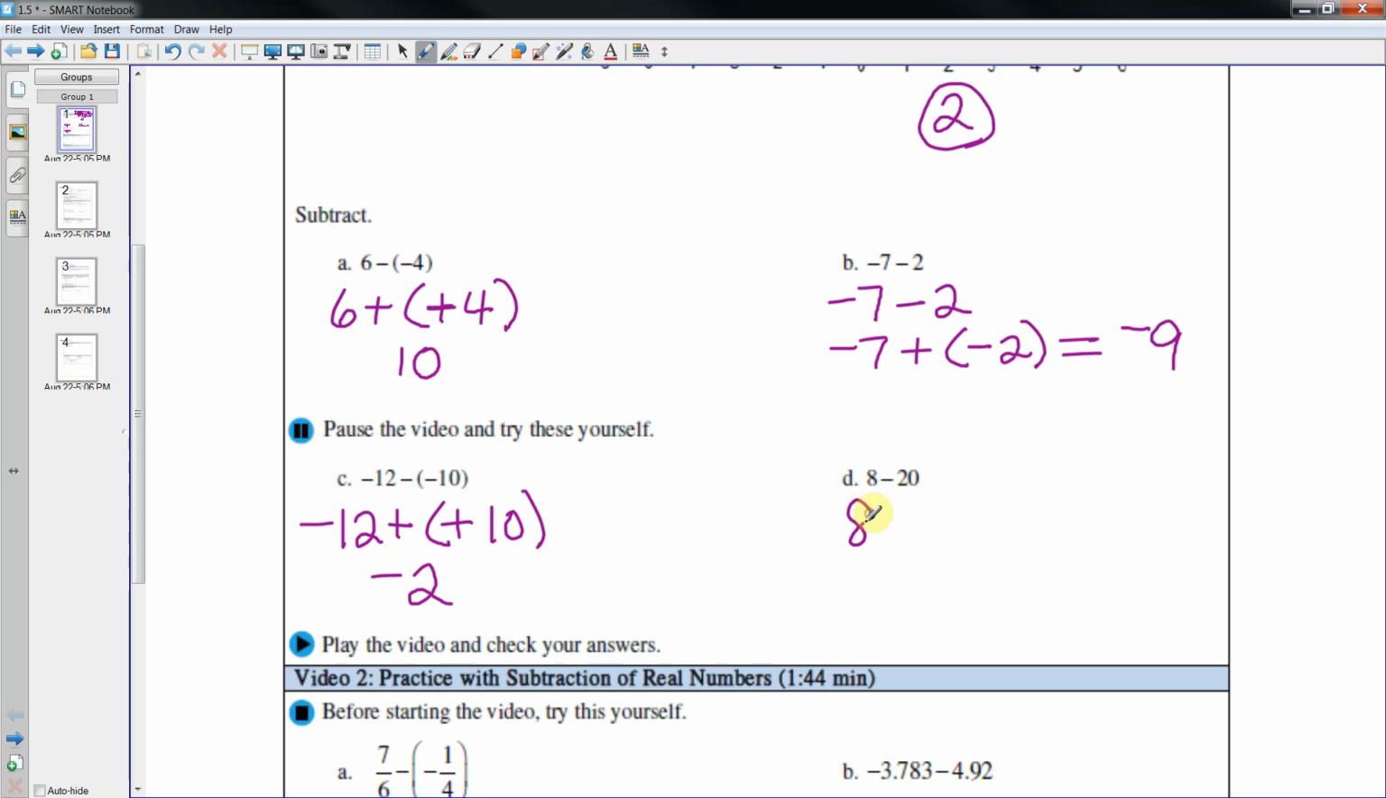8 minus 20, 8 plus a negative 20. You can see they're the opposite signs. 20 minus 8 is 12. The 20 is bigger, so it stays negative.